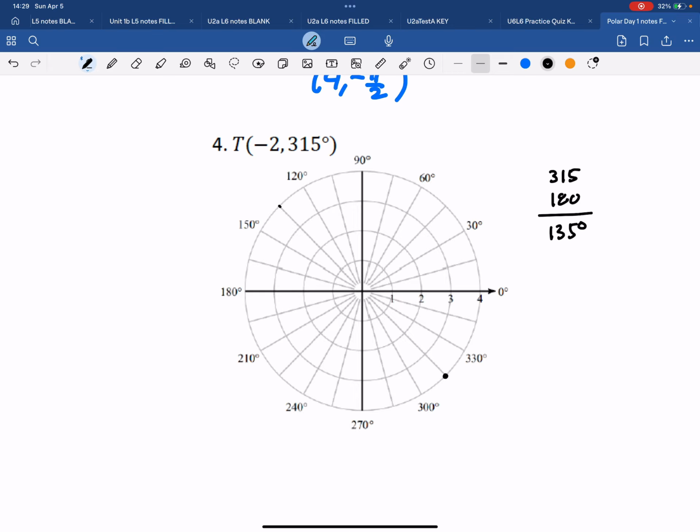So 135 is right here. I'm going to go 2 radii towards there. Okay, so that's our point right there. We're rotating around, maybe I'll draw it. We're rotating around 315 degrees. Bam, okay? But then from the origin, because we're going in a negative direction, we go the opposite way, right? Because our radius is negative, okay?